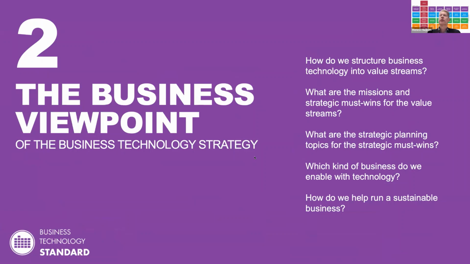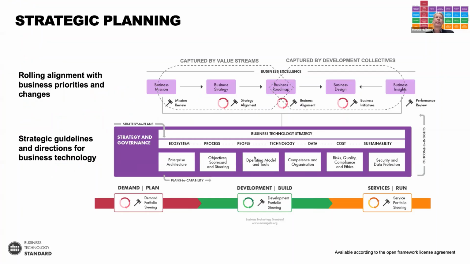What are the strategic must-wins? What kind of technology are we using? Also, you could discuss questions about sustainability in this area. A key picture here is some picture that has been already for long in the BT standard. For the ones among you who have succeeded to pass the green card test, this is picture number 301, the strategy and governance discipline in the BT standard.